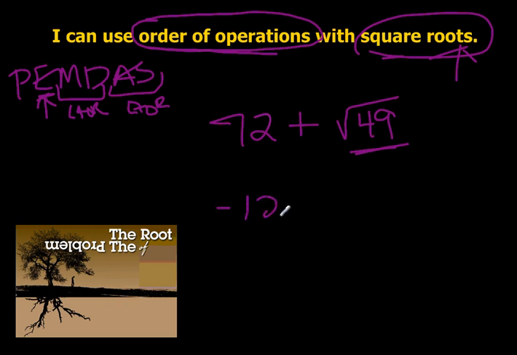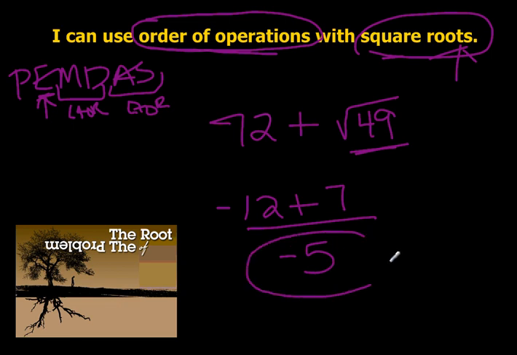So I get negative 12 plus, sure enough, the square root of 49. That's one of our nice perfect squares, because 7 times 7 is 49, so the square root is 7. And then I go ahead and just do my negative 12 plus 7, which is going to give me negative 5. And there's my answer. I just combined two super awesome parts of math, order of operations and square roots.